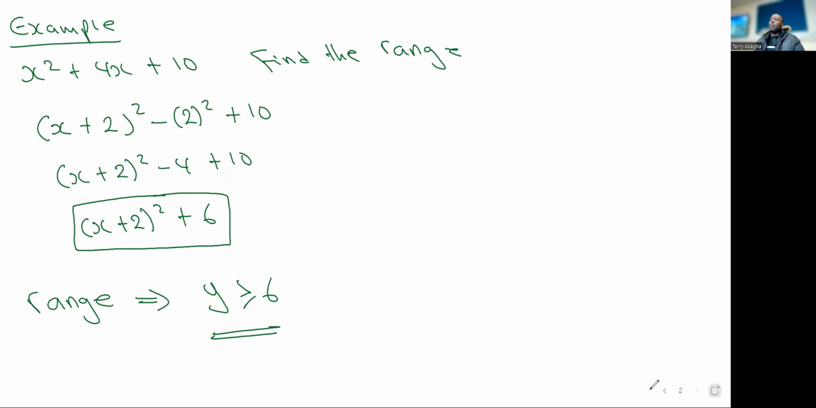The next one I'm going to talk about is the rational functions. When you are given a rational function and you are told to find the range.